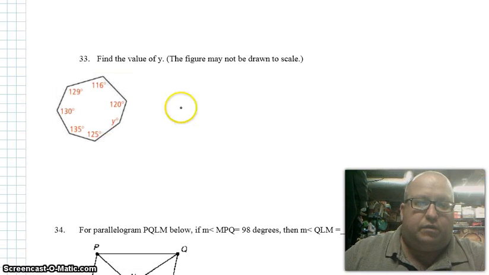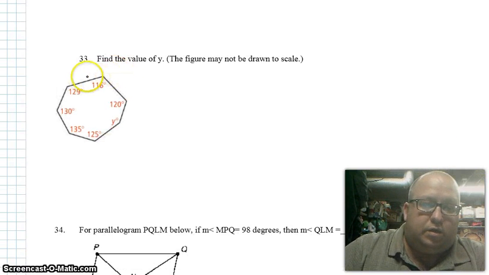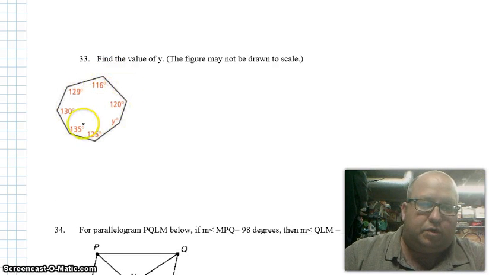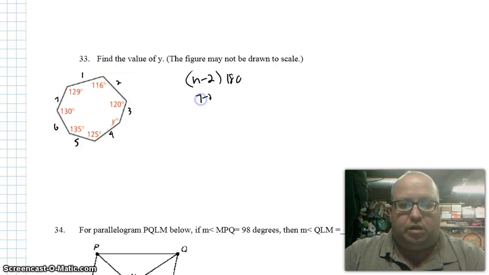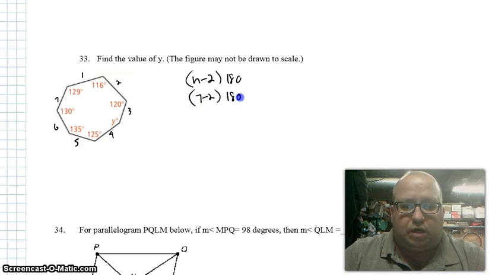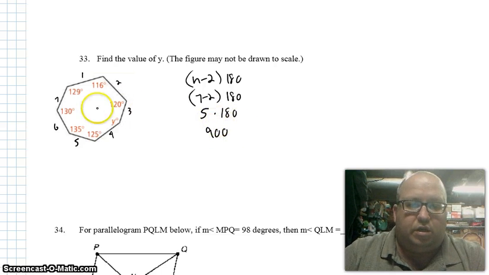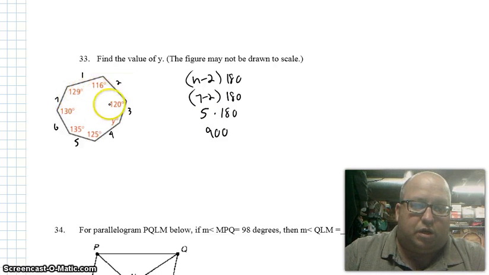All right, find the value of y. Well, okay, first we need to know what the total is here. So 1, 2, 3, 4, 5, 6, 7. This is a 7-sided figure. So using my formula, n minus 2 times 180, 7 minus 2 times 180, and let's see, that's 5 times 180, that's 900. So what it boils down to is all this stuff in here has to add to 900.